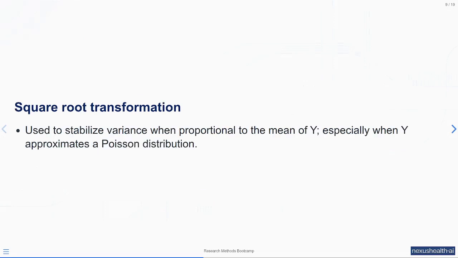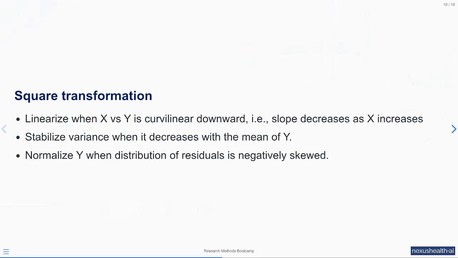And then the square root transformation is used to stabilize variance when it is proportional to the mean of y, especially when y approximates a Poisson distribution, and we already saw that earlier. If the variance is proportional to the mean, and this is one of the peculiarities of the Poisson distribution, the variance is proportional to the mean.